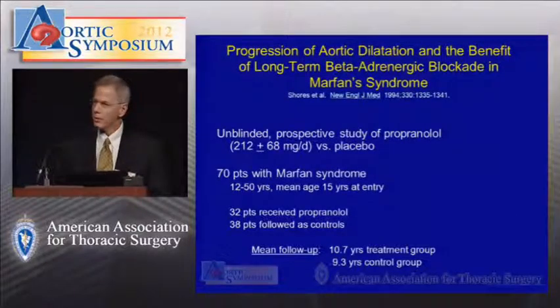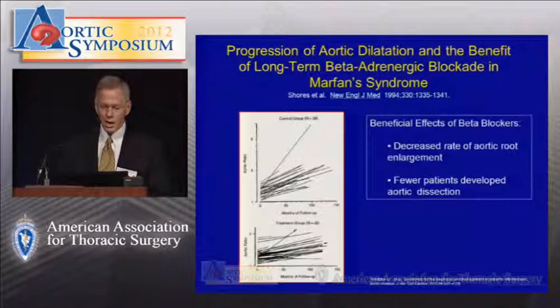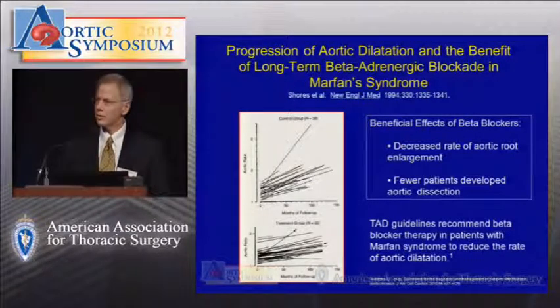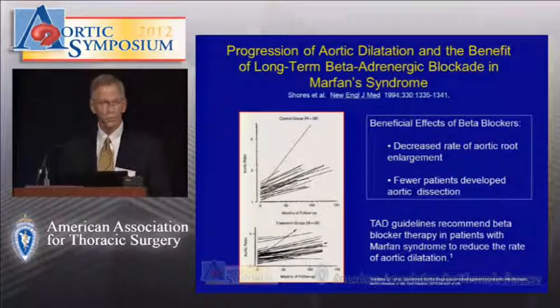This paper, published now 17 years ago, looked at Johns Hopkins Marfan patients, young patients treated over 10 years with beta blocker, with high doses of propranolol versus placebo. The patients treated with beta blocker, on the lower aspect of the graph, had a slower rate of rise, or slower slope, of aortic growth on average compared to the untreated patients. They also had fewer aortic dissections. So the most recent thoracic aortic disease guidelines do recommend beta blocker therapy for Marfan patients to reduce the rate of aortic dilatation.